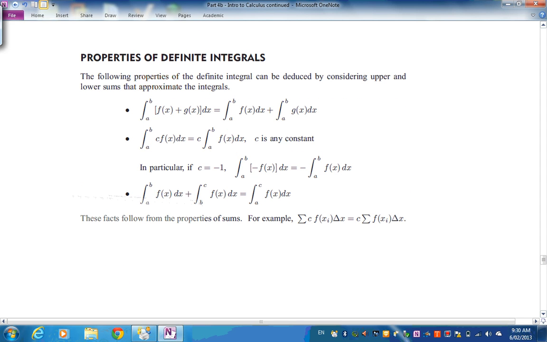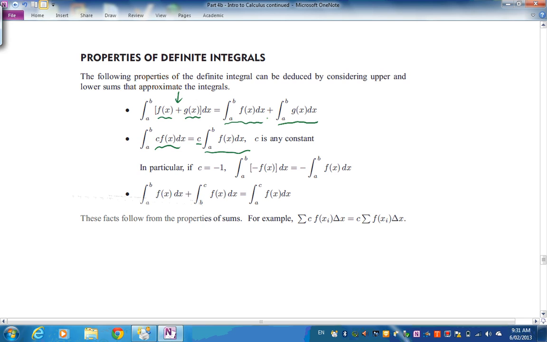And so here we can say, if you're considering upper and lower sums, then if you had two functions added, you could actually say, well, if I did it across both of them, it would be the same as doing one, do its rectangles, and adding the other one's rectangles under it. So you can split them. The integral of the sum of two functions is the sum of two integrals. If you multiply the function by c, then it's just c times the rectangle sum.